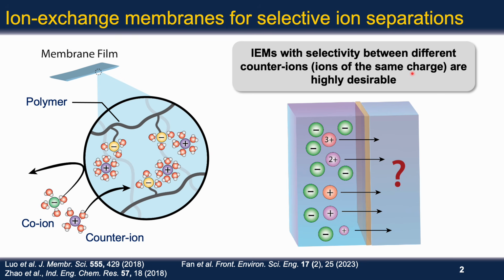Currently, there are some monovalent selective membranes that are available on the market, and these membranes can separate, for example, monovalent cations from divalent cations. But currently there are no membranes that can separate between ions that have the same valence. And this type of selectivity is critical for applications such as critical minerals recovery, and this has motivated an enormous amount of research efforts towards developing these types of membranes.